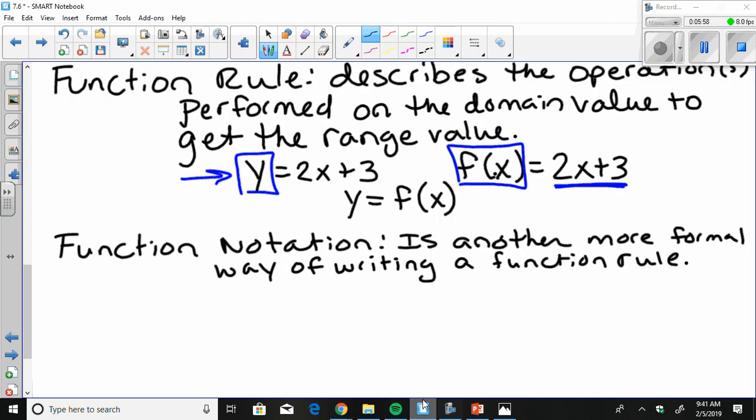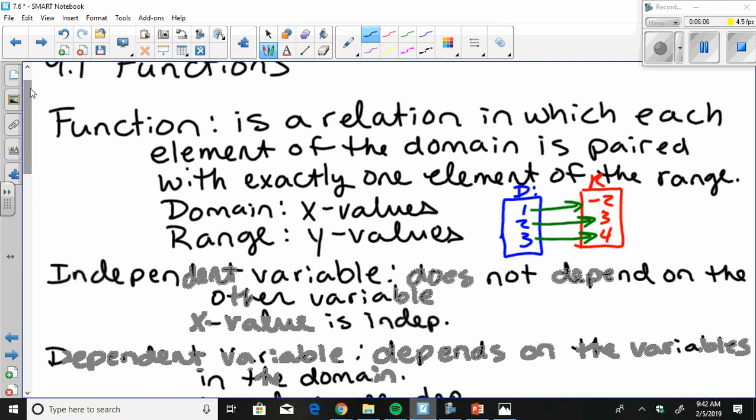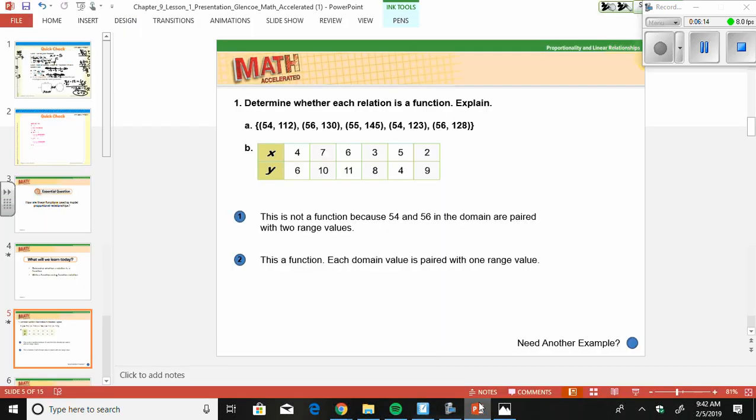What is a function? A function is a relation in which each element of the domain is paired with exactly one element of the range. So you're only using x one time. On this first one, we have 54. Do we have any more 54s? We do have 54, and you see that it's with a different y value. So we can already tell that this is not a function because 54 is used twice. That domain or x value is used twice, so it cannot be a function.